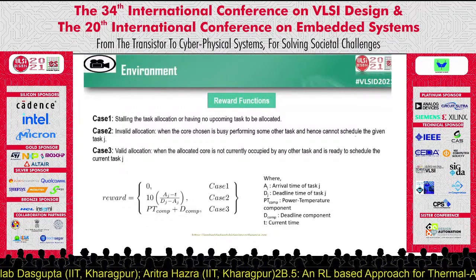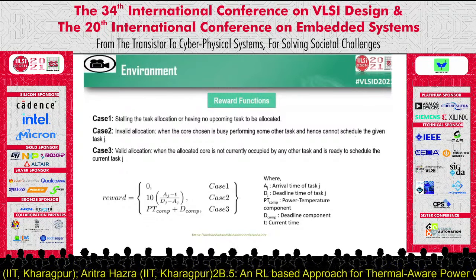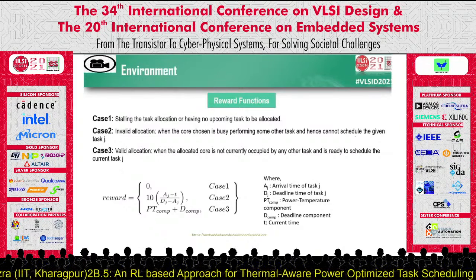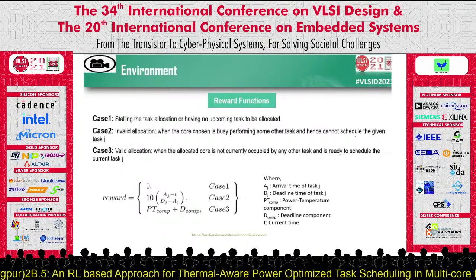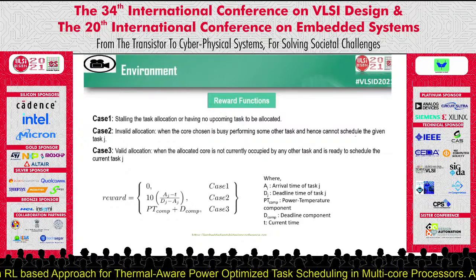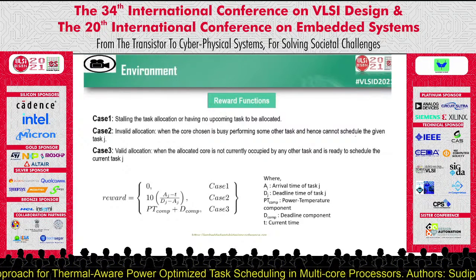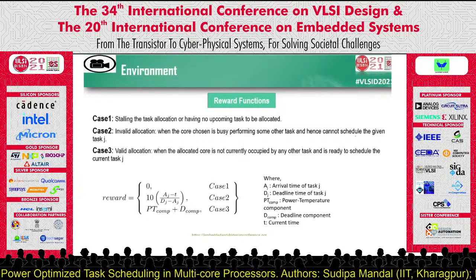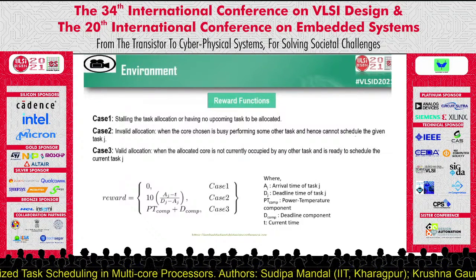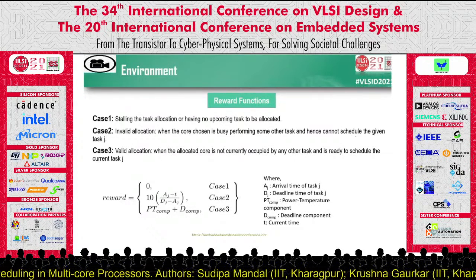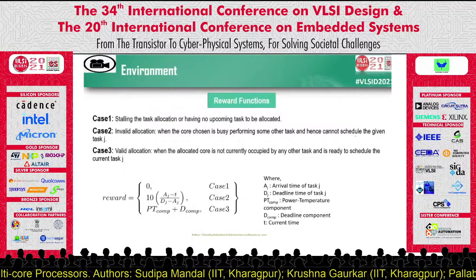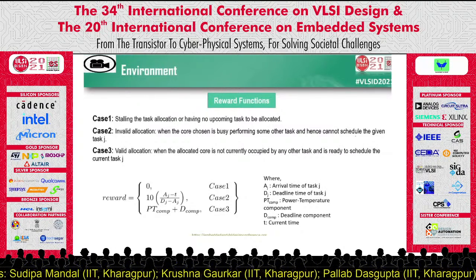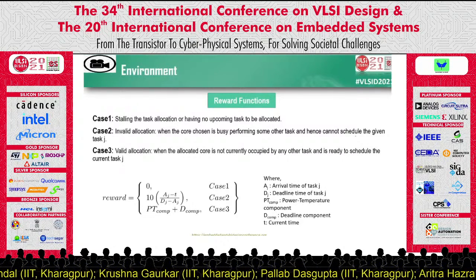In case 2, we consider a case where a core is allocated to an upcoming task but the allocation is invalid. Invalid allocation is the kind of allocation when the core chosen is performing some other task and hence cannot schedule the upcoming task. In case 3, we consider a valid allocation. An allocation is valid if the allocated core is not currently occupied by any other task and is ready to schedule the current task. Now that the cases have been clearly defined, let's see the definition of the reward function.